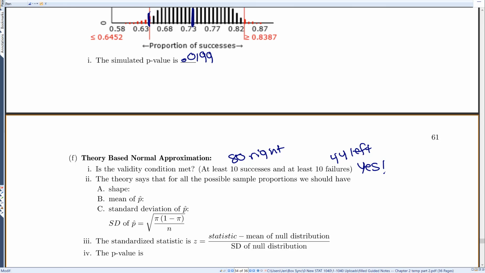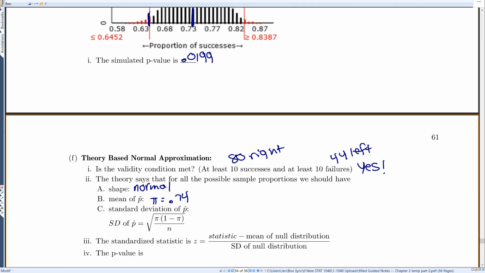So our theory says that for all the possible sample proportions, if we have at least 10 successes and 10 failures, then that's a big enough sample size, and so my shape will be normal. Okay. The mean of p-hat, if you look back up at our summary box, is always just equal to pi, or our hypothesized pi, which is that 0.74.